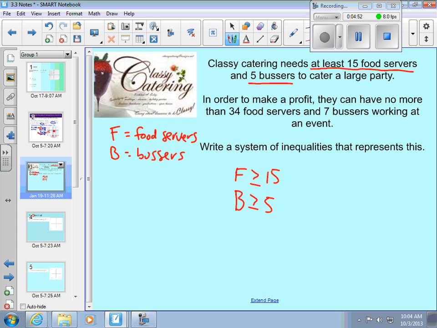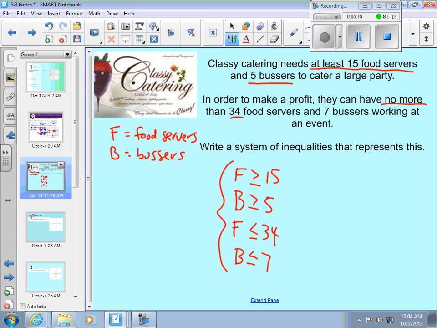All right, so reading on. In order to make a profit, they can have no more than 34. No more than, we've talked about that, that would be less than or equal to. So the food servers, there has to be less than or equal to 34. And for bussers, in order to make a profit, we have to have less than or equal to 7. There would be our system of inequality.